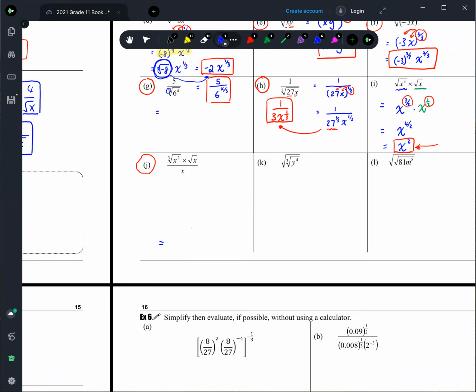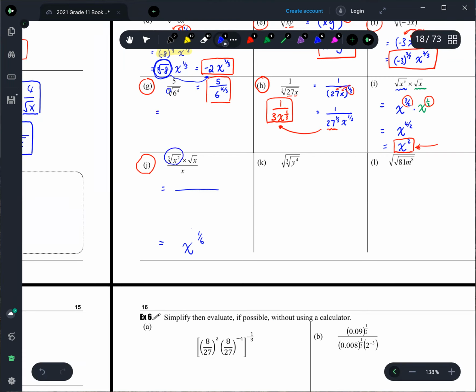Okay, Naomi, what's your answer look like? I got x to the 1/6. Okay, x to the 1/6. Okay, we'll check the steps, each one of them. Start with the numerator. Okay, Tony, for the first radical, how do you write it as an exponent?